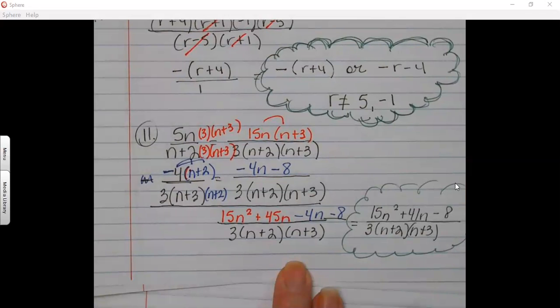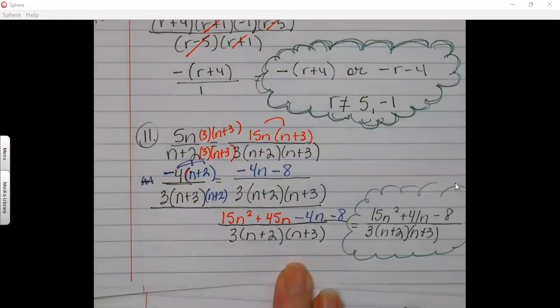Let's do number 15. Oh, that's a subtraction one. Let's do 18. On 18, we didn't necessarily have to on that one. It didn't make a difference. Sometimes it will make a difference as far as reducing goes.